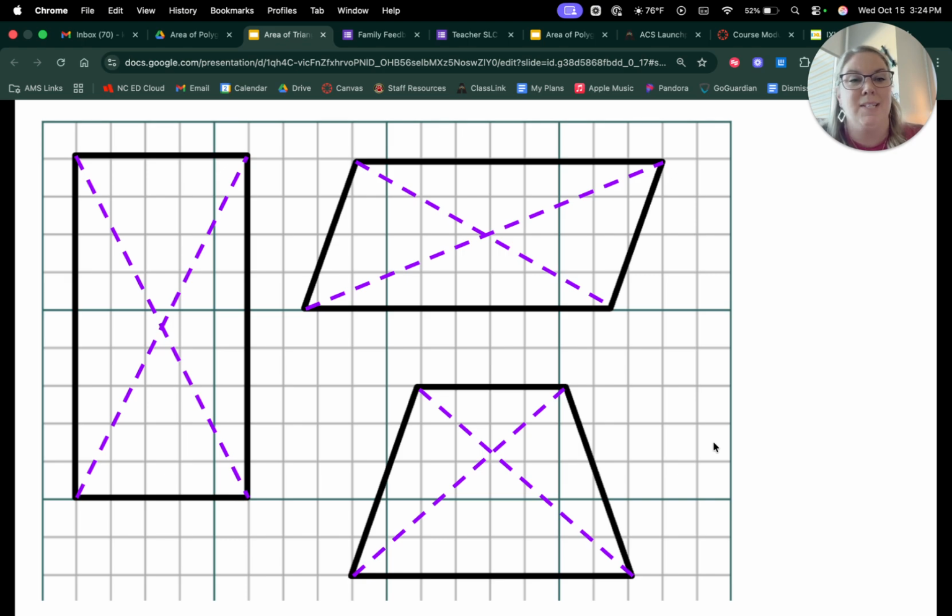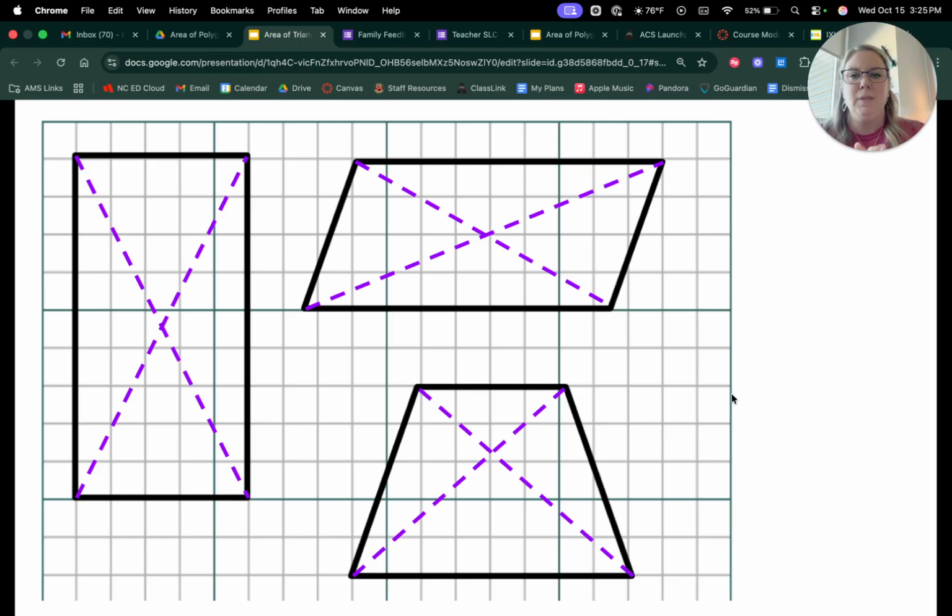Now, it's important to know none of these lines are symmetrical. So taking it back a long time, if we folded these shapes wherever these purple lines are, they would not be the same. The only quadrilateral that would work going diagonally would be a rhombus or a square. And the reason it works for rhombus and square is because they have the same length sides.